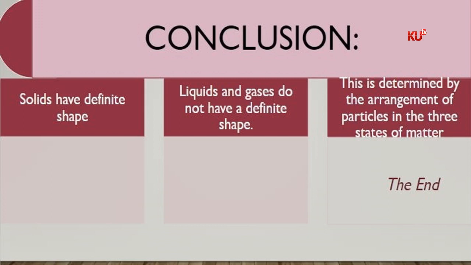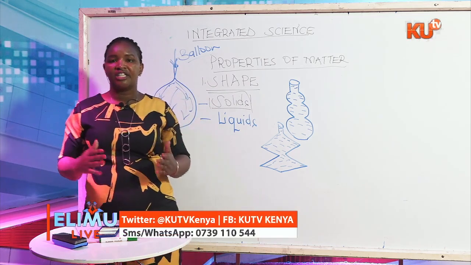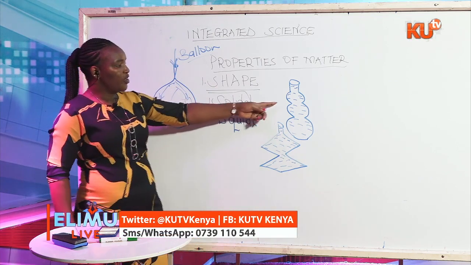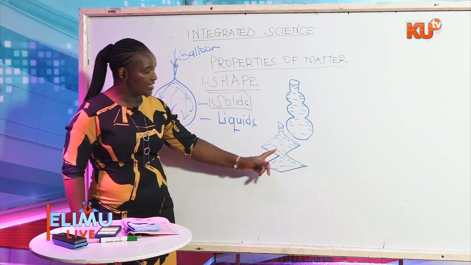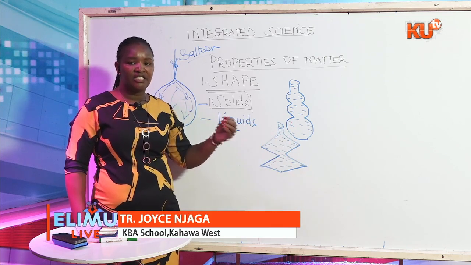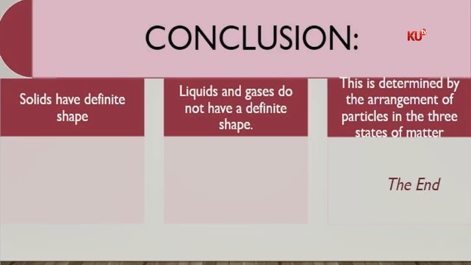The second conclusion we can make is that liquids and gases do not have a definite shape. We have looked at activities that we can use to determine that. We have seen water taking the shape of the bottle in which it is placed. If the bottle has circles, that is the shape it will take. If the bottle has corners, that is the shape it will take, because it does not have a definite shape. We have also seen the same in gases. The gases will also take the shape of the container, which in our activity was a balloon.